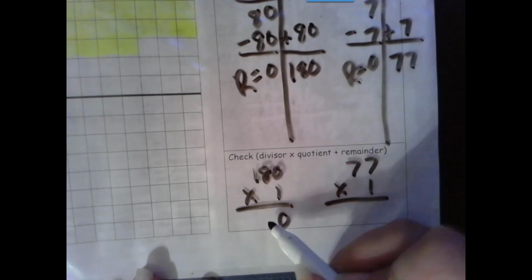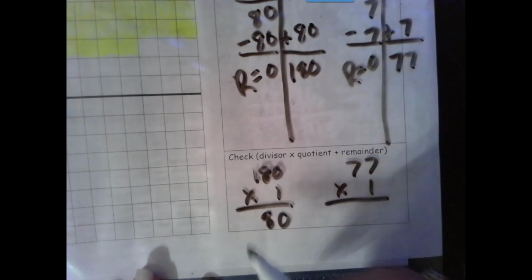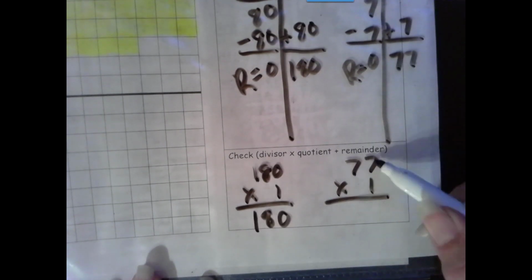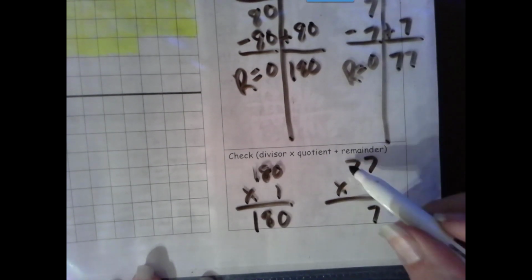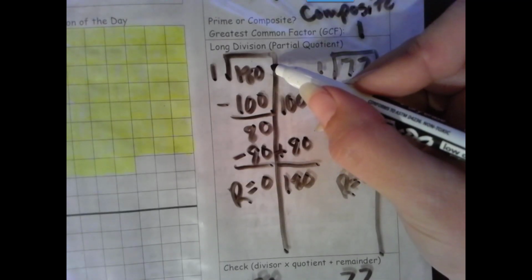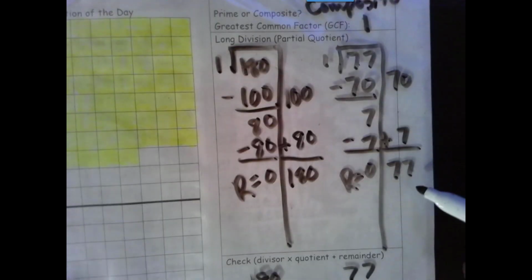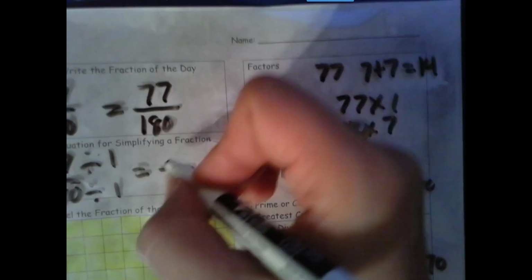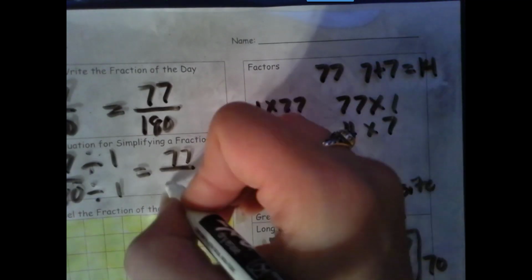One group of 8 tens is 8 tens. One group of 100 is 100. One group of 7 is 7. One group of 70 is 70. 77, that checks our dividend up here. 180, that checks our dividend up here. So our numerator is definitely 77, and our denominator is definitely 180.